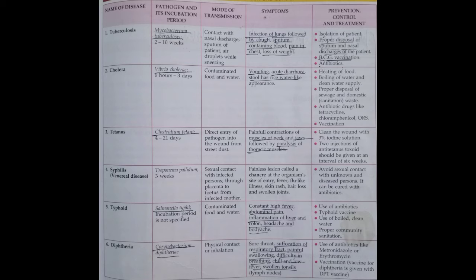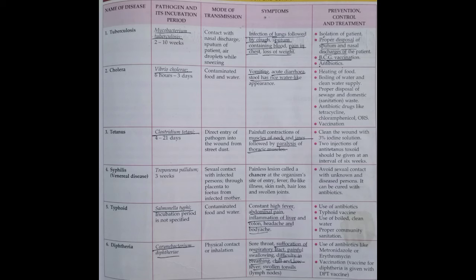Okay, our next disease is tetanus. It is caused by the bacteria Clostridium tetani. Its incubation period is 4 to 28 days. It is caused by the direct entry of the pathogen into the wound from street dust, etc., or you can say rust also. You might have heard that if we get injured by any iron object, we should always have a tetanus injection, anti-tetanus injection, right? So it is due to this only.